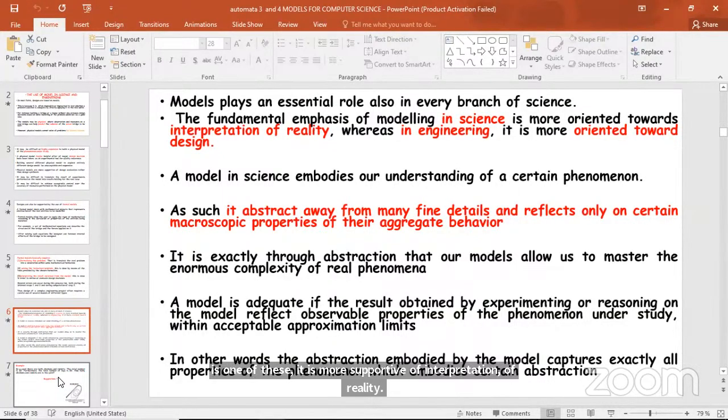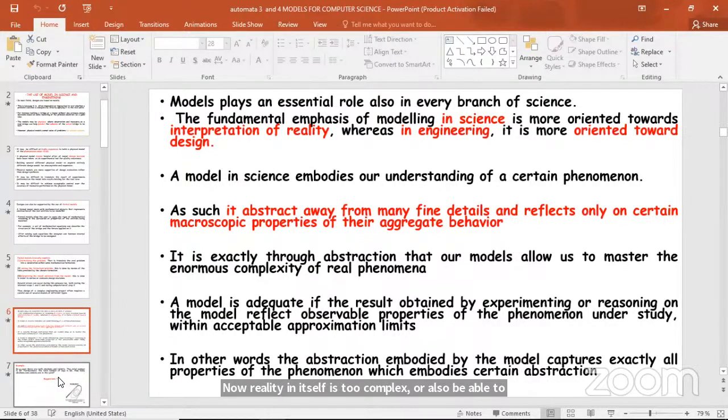Now, reality in itself is too complex for us to be able to represent it just once with a blueprint of a model. So we have to use different types of model to represent different aspects of reality. So by abstracting, it makes our work much easier. In engineering, it is used more for design purposes, especially construction of bridges, houses, and a host of other civil engineering work. So a model in science embodies our understanding of certain phenomena. As such, it abstracts away from many fine details. So that is about what abstraction is. It doesn't bother you with all the details there are, right? It only reflects certain macroscopic properties of their aggregated behavior.